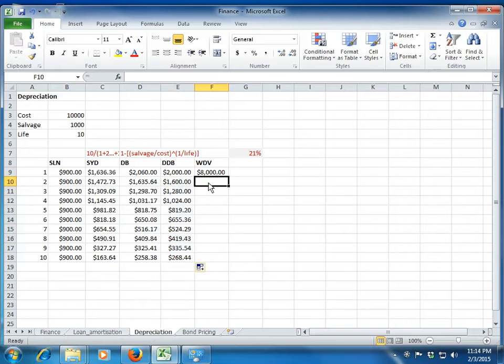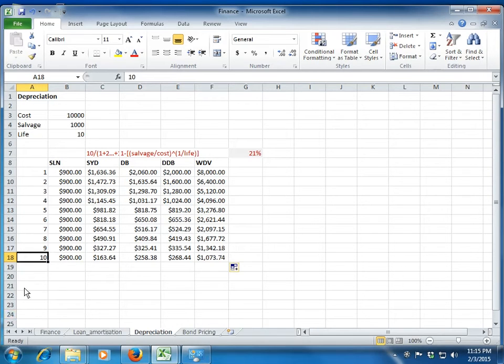Okay. So second year, my WDV will be existing WDV minus depreciation, and now I can also copy paste this formula. Fine. So you see that almost at the end of the life of the asset, which is 10 years, the asset is close to the salvage value of the asset as well. Fine. Now let's see what happens if I try and calculate the depreciation beyond 10 years.